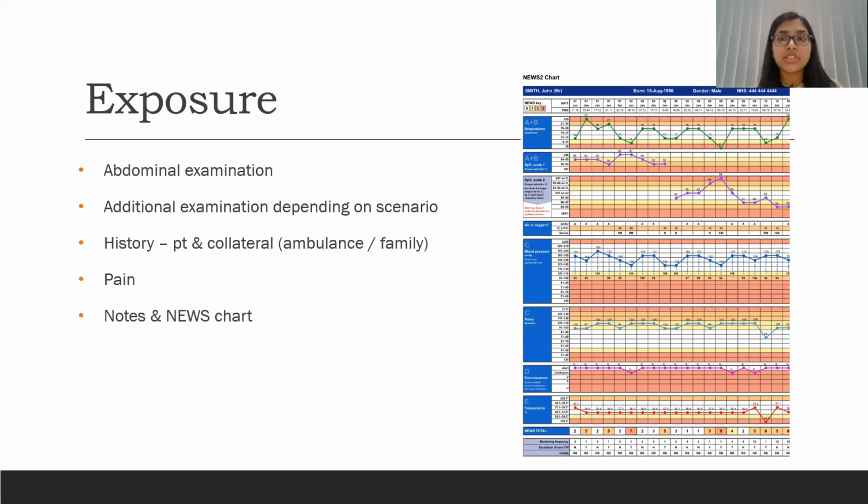Do you want to check the calves? Do you suspect a DVT, a PE? So you want to find the source there. You can take a history from the patient if they're responsive, and also collateral history.